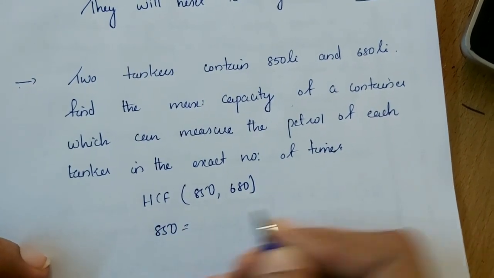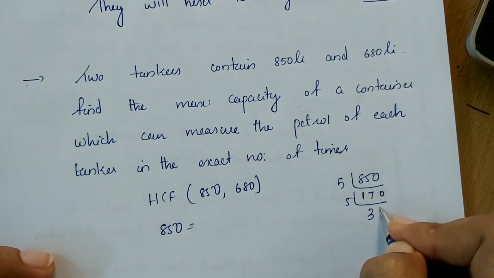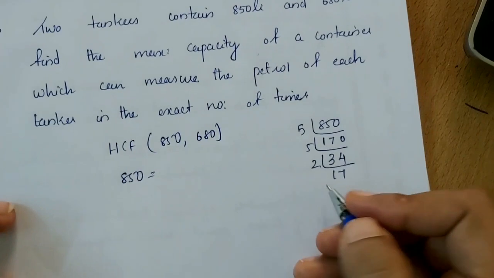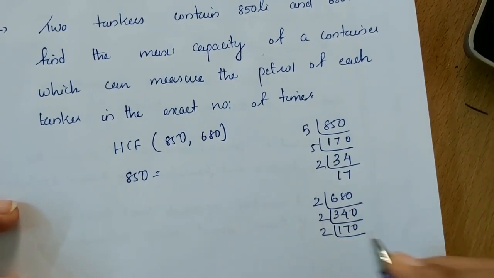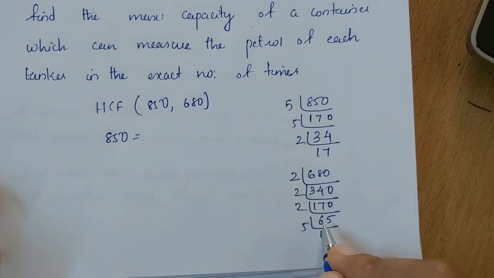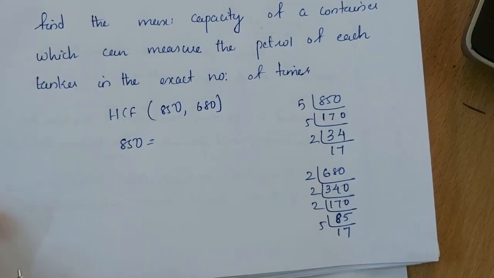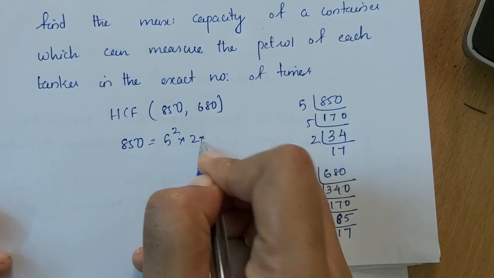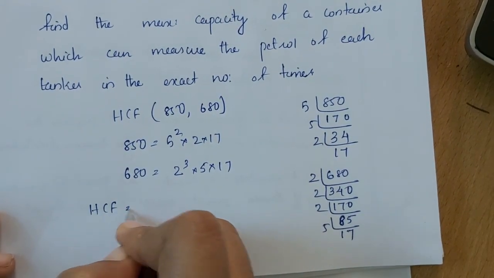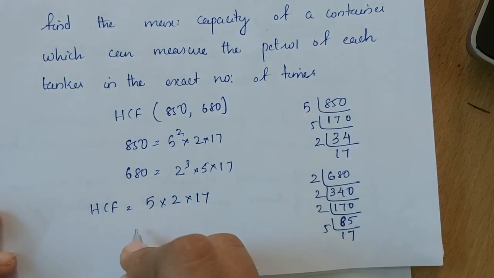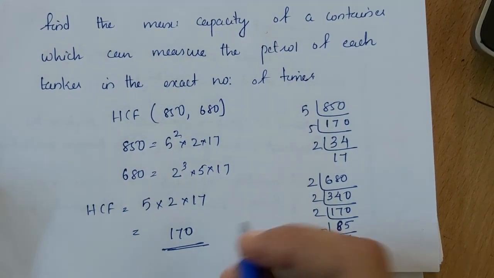We can represent the number 850 by dividing by 5, 170, again 5, 34, 2, 17. And the second number is 680: 2, 340, 2, 170, 2, 85, 5, 17. Let's write it as 5 square into 2 into 17, and 680 as 2 raised to 3 into 5 into 17. So the HCF is equal to 5 into 2 into 17, which is equal to 170. That is, the maximum capacity of the container is 170 liters.